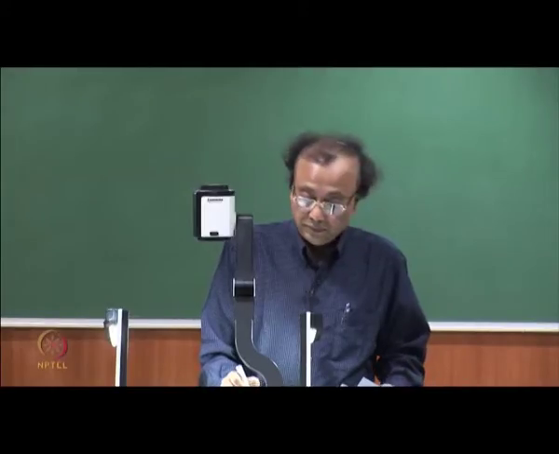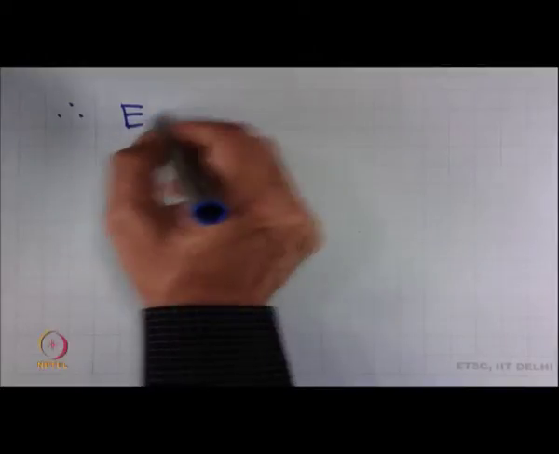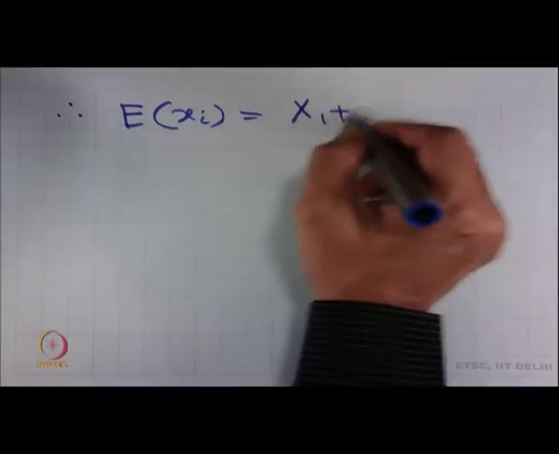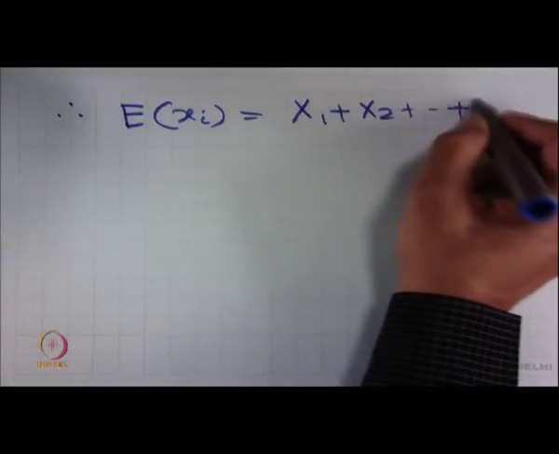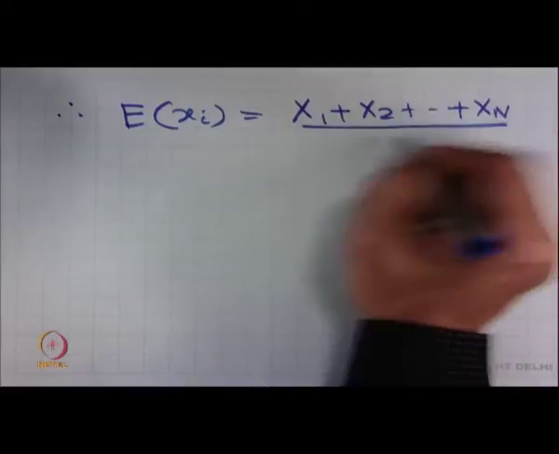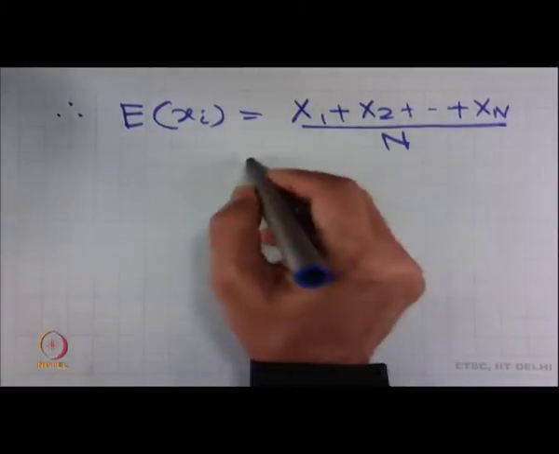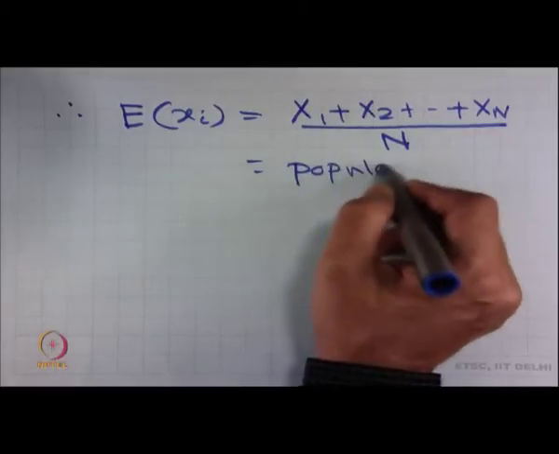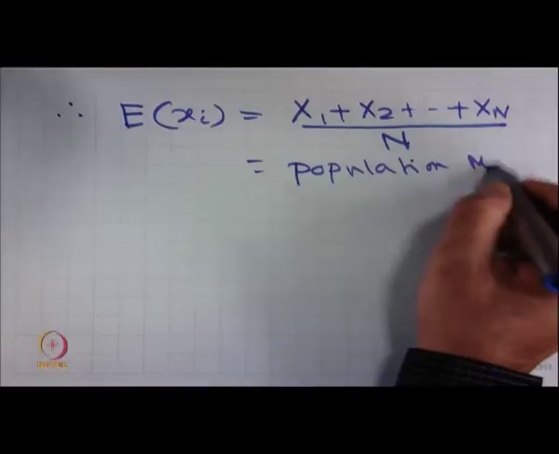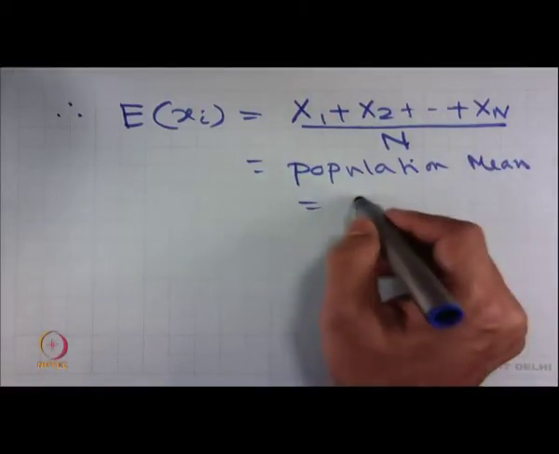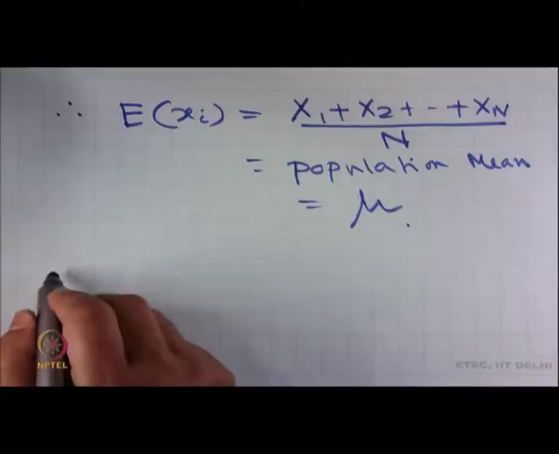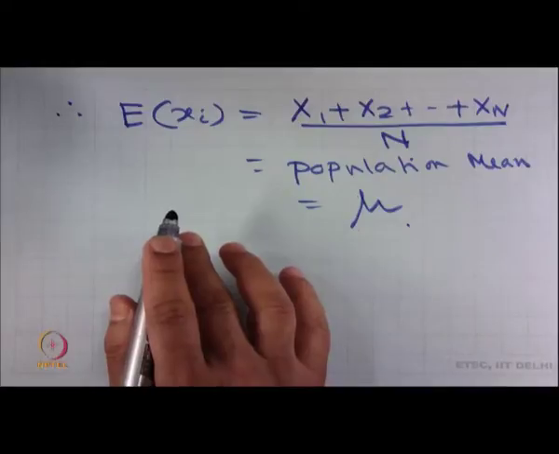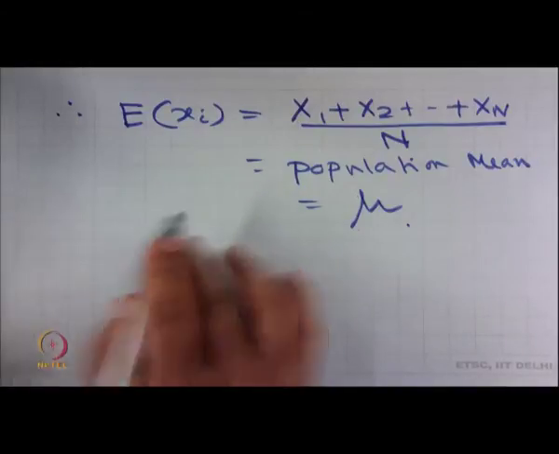Therefore, the expected value of xi is equal to x1 plus x2 plus xn upon n, which is equal to the population mean, which is equal to mu, and this is irrespective of SRS WR or SRS WOR.